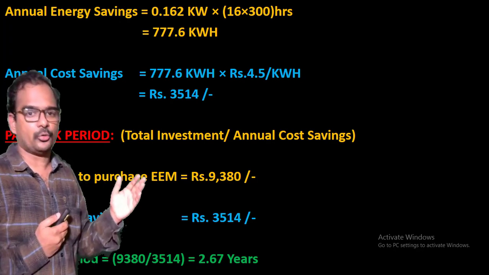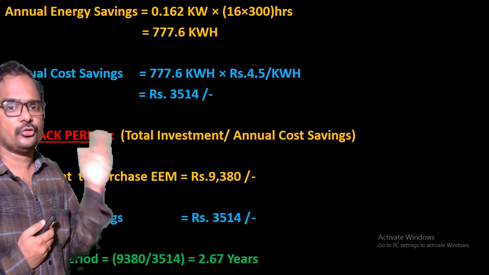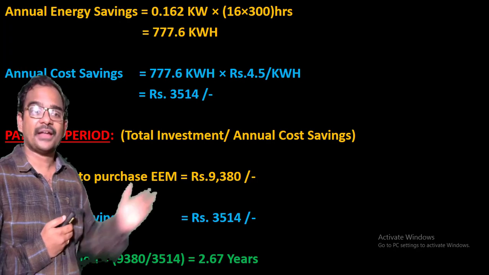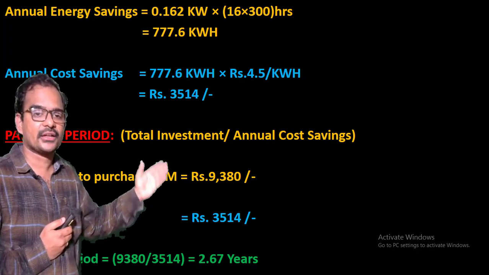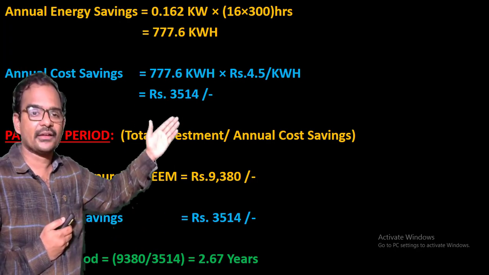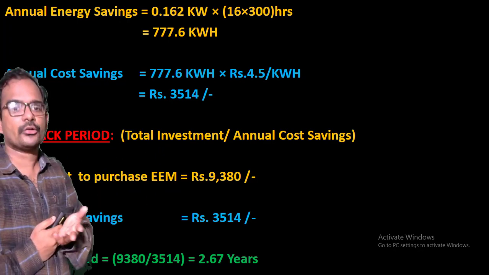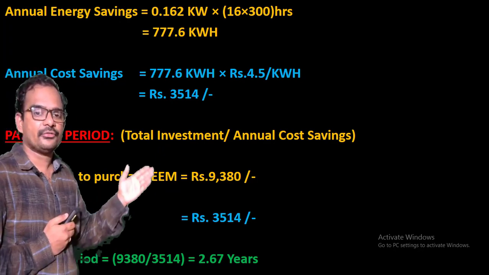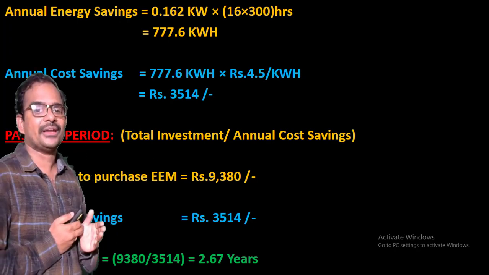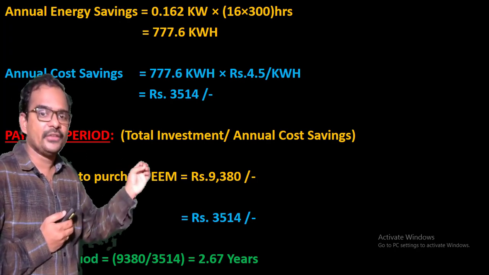You are using a standard motor. The cost of that motor is 7,250, say for example. But annual cost savings because of that inefficient standard motor is 0. If you run the standard motor for 3 years, how much money are you losing? 3,514 into 3, approximately 10,500 rupees you are losing.